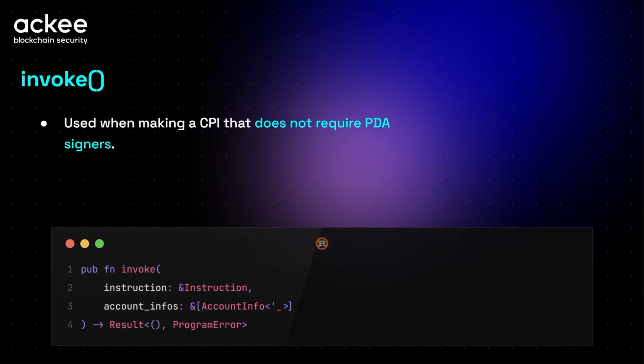The first one, invoke, is used when making a CPI that does not require PDA signers. Don't be confused, I said that PDAs do not have a private key, so why are we signing here? But you will see it is actually possible, because PDAs can sign, but for cross-program invocations, not for transactions directly from the off-chain part.